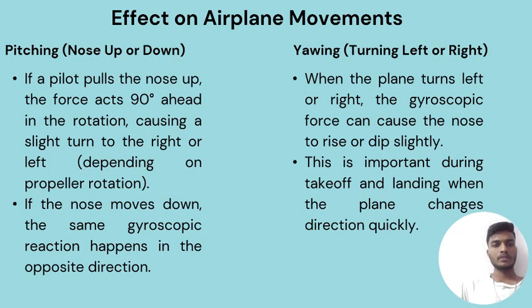Then move on to the next topic, that is the effect on airplane movements. Pitching means nose up or down. If a pilot pulls the nose up, the force acts 90 degrees ahead in the rotation, causing a slight turn to the right or left, depending on the propeller rotation. If the nose moves down, the same gyroscopic reaction happens in the opposite direction. Yawing means the aeroplane takes a turn left or right. When the plane turns left or right, the gyroscopic force can cause the nose to rise or dip slightly. This is important during takeoff and landing when the plane changes direction quickly.